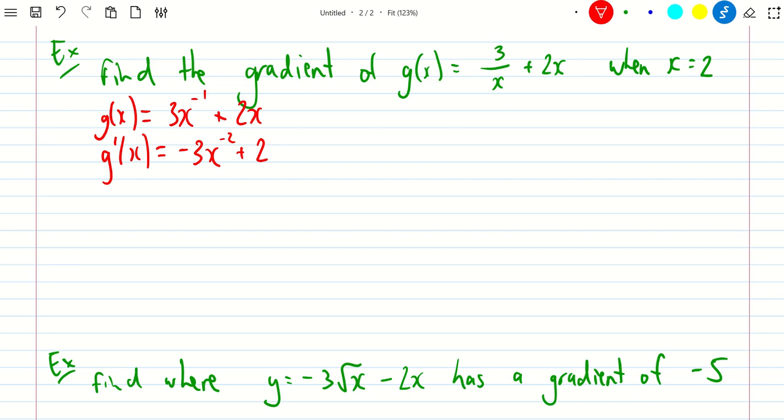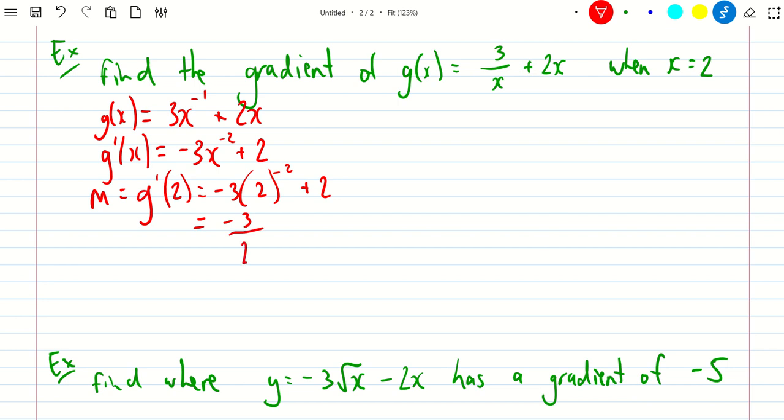Now I want to substitute in there. So the gradient is going to be equal to g dashed of 2, so we're going to substitute in the value of 2. That will tell us the gradient is equal to negative 3 times 2 to the negative 2, plus 2. I'm just going to rewrite this and have a little play around with it to see if this makes something better. So that would be negative 3.